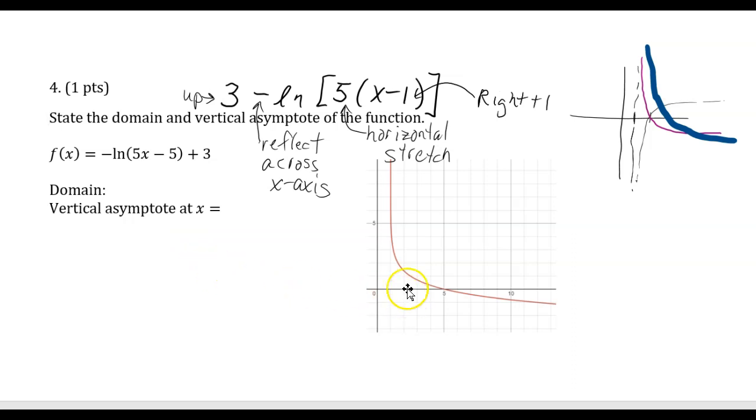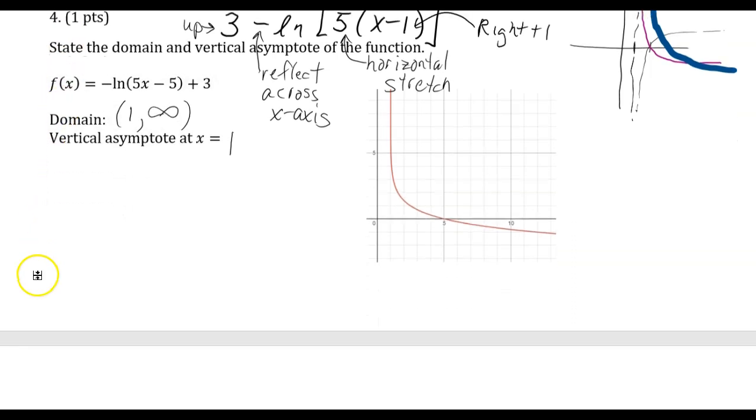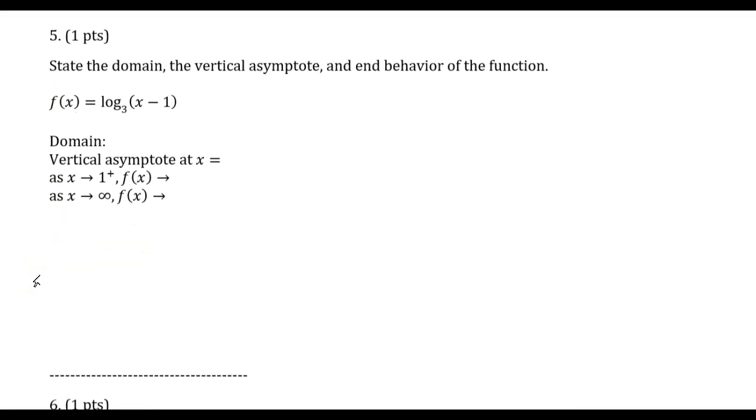The range is going to be all real numbers since it goes down forever and up forever. The domain, however, has been shifted. It is approaching the value of 1 as a vertical asymptote, and that will make our vertical asymptote x equal 1, and our domain will start at 1 but not include 1 and go to positive infinity. Let's now take a look at the next problem, which is number 5.